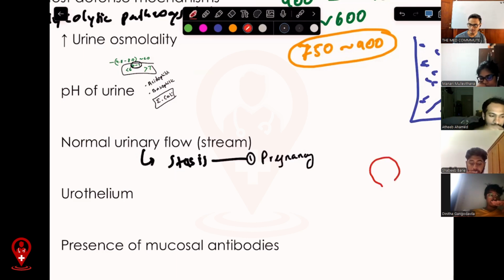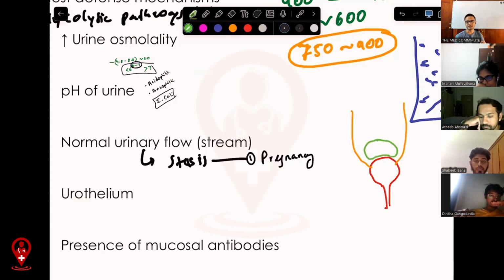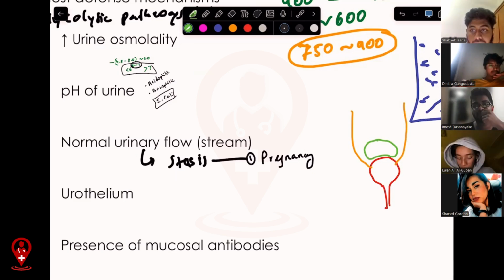Unmute and tell me something. I'm drawing a diagram just to explain it to you all, but you can unmute and tell me. This is the front view that I've drawn. The green is the uterus, just above. The bladder is the red. Come on, Dinitha, what do you think? How is pregnancy causing urinary stasis, or the poor stream or poor flow? Just come up with any hypothesis. There are no wrong answers here.